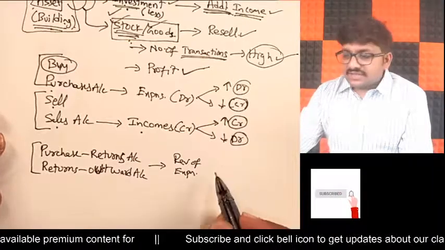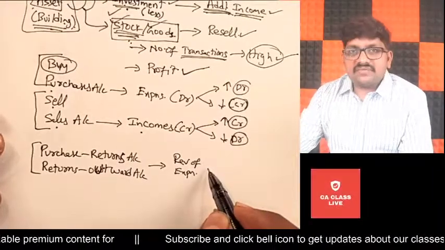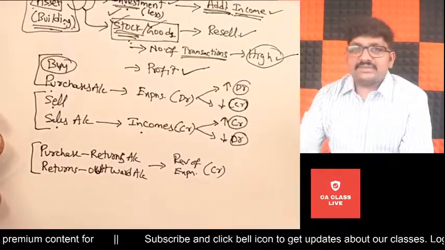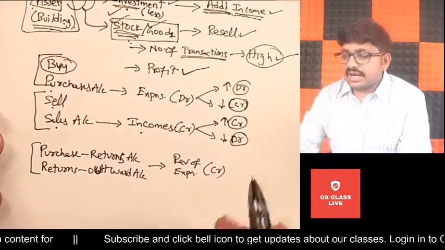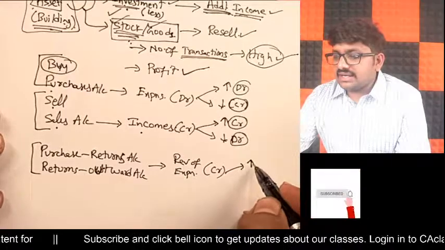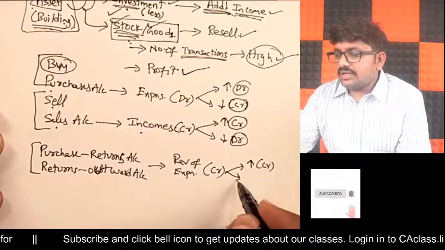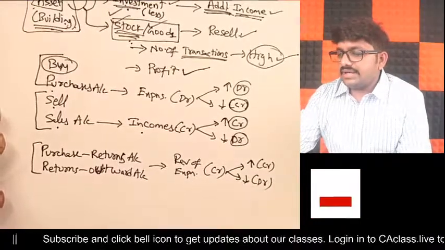If it is the reverse of expense, friends, the rule should also be very clear. It comes under the credit category. Expense comes under the debit category, so obviously the reverse of expense will come under the credit category. What does it mean? If it increases, you will credit. If it decreases, you will debit.